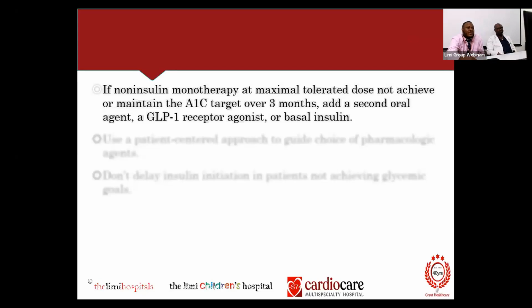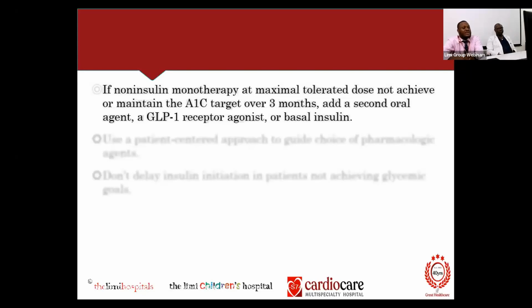For our second drug, we have different options. We have a table that will show that. Usually we talk about sulfonylureas, DPP-4 inhibitors, GLP-1 agonists, or adding a basal insulin. So you should just take note of that. First line, metformin, then when you're not achieving targets, you now add a second option.